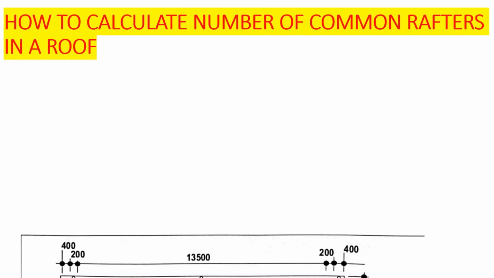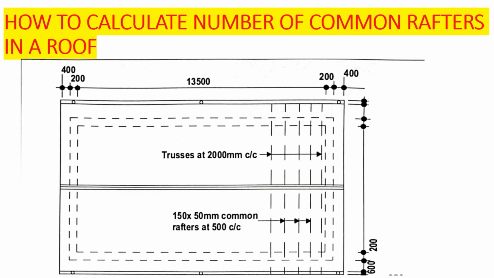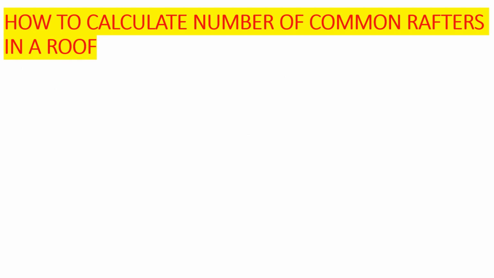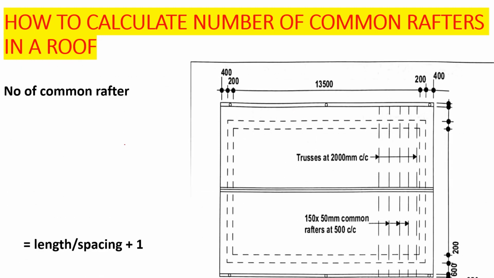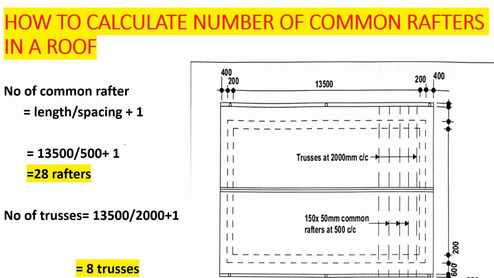So if we look at the plan that we have, these are the common rafters. 150 by 50 millimeters common rafters spaced at 500 millimeters center to center. And you can see on this type of roof we have the trusses at 2000 millimeters center to center. So we need to calculate the number of the common rafters. The common rafters are in between the trusses. So we need to calculate the number of trusses, and we also need to calculate the number of the rafters, so that we can get the number of the common rafters. So now let's proceed to calculating the number of the common rafters that we have.